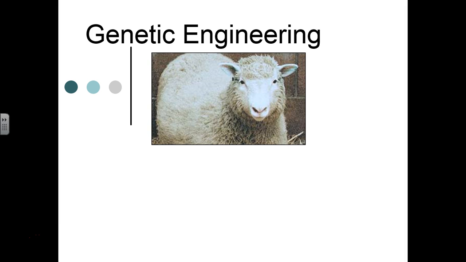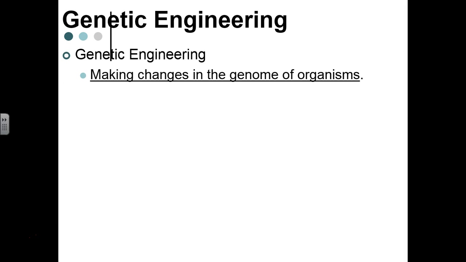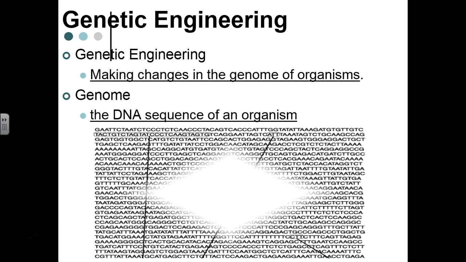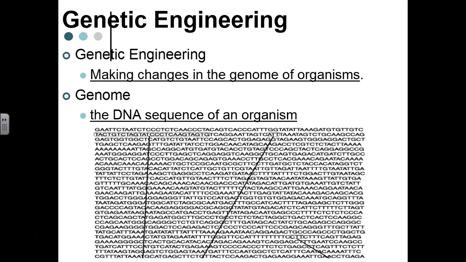All right, so now we're going to transition to genetic engineering, which we're defining as making changes in the genome of organisms. So actually changing the sequences of genetics. And so we need to define this word genome, like the Human Genome Project, and really it's the DNA sequence of an organism. I showed you a diagram here of a whole host of G's, A's, T's, and C's.